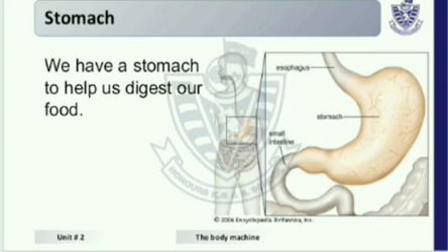Stomach. We have a stomach to help us digest our food. The stomach is a muscular organ located on the left side of the upper abdomen. The stomach is a muscular hollow organ. It takes in food from the food pipe, mixes it, breaks it down, and then passes it on to the small intestine in small portions.